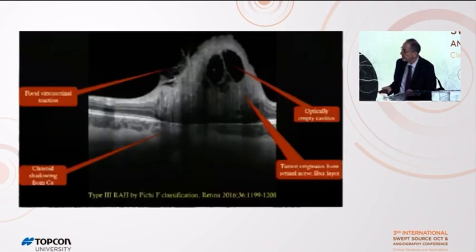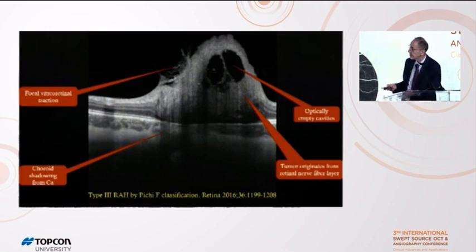And this is the swept source OCT image showing probably a type 3 astrocytic hamartoma by the Pe'er classification. And basically you see some focal vitreoretinal traction, choroidal shadowing from calcium, and optically empty cavities within the lesion. This lesion originates from the retinal nerve fiber layer, and this is easily seen on OCT cuts in smaller tumors.